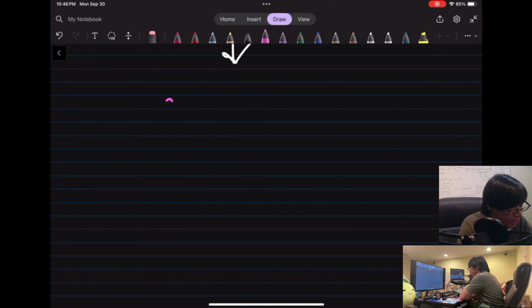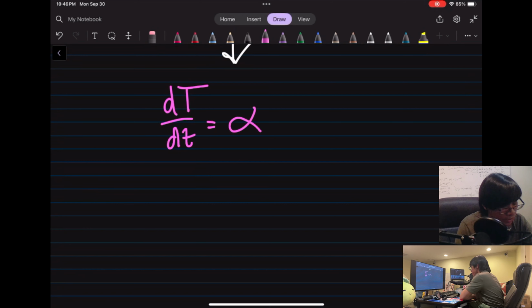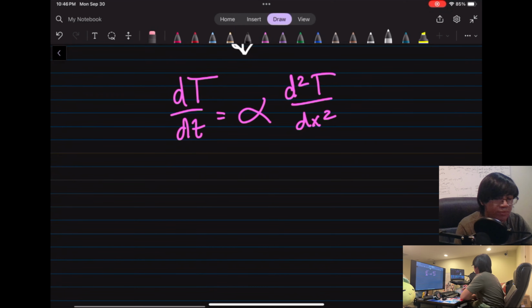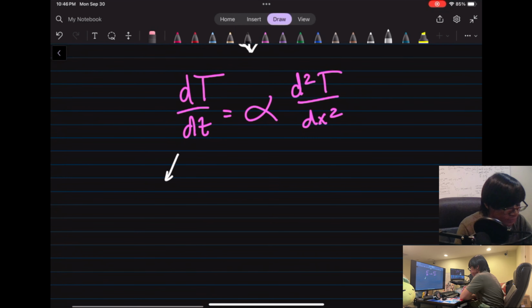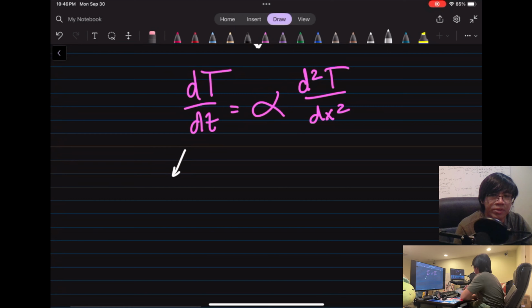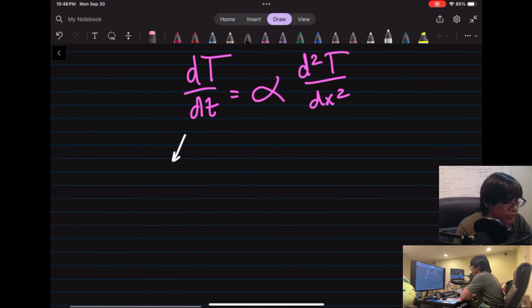But this was change in temperature with respect to time is equal to alpha, our thermal diffusivity, times the second derivative of temperature with respect to position. So discretizing this, pretty easy. We're just taking a finite difference. I believe we said we're backward differencing, so we're going to be looking at the previous time values to relate our differentials here.